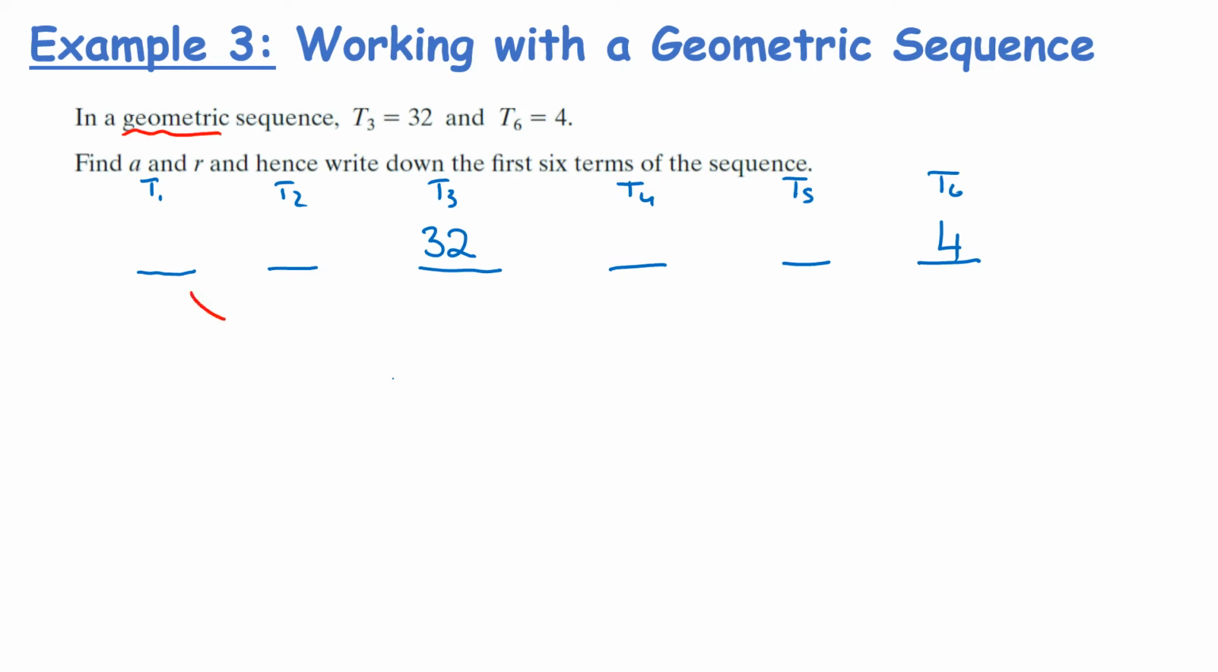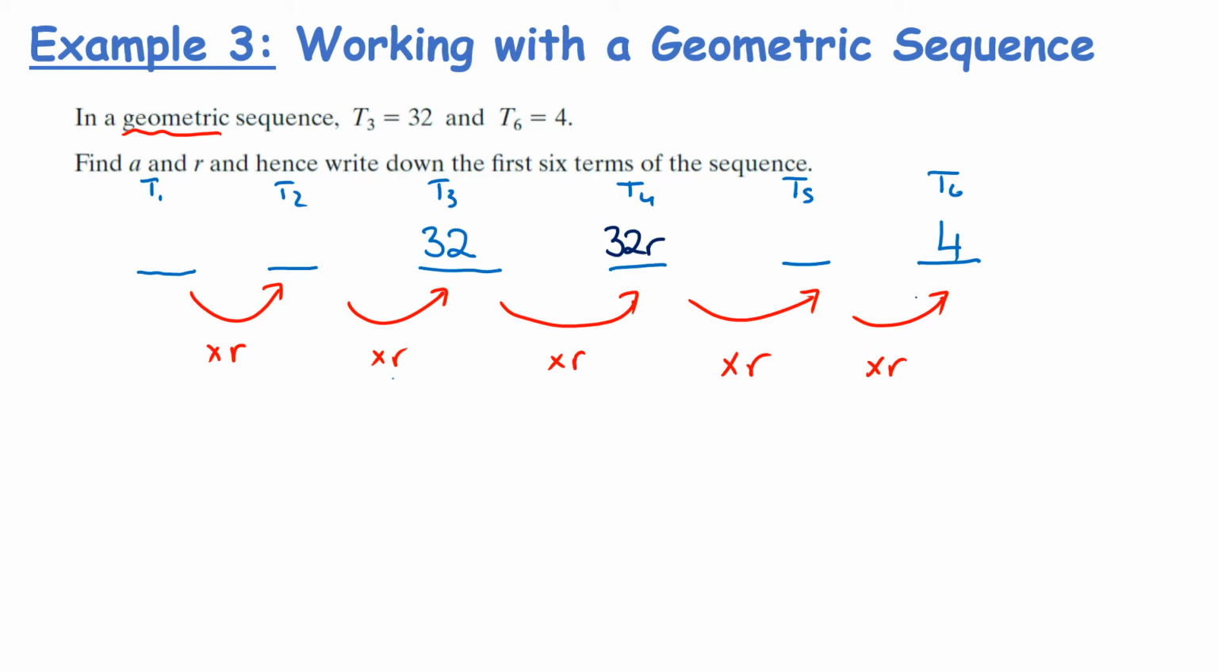So basically I'm multiplying by some number, the common ratio, which is r. Now when I get to here, I can do a little bit more because I'm multiplying 32 by r. So that's going to give me 32r, and then I multiply by this again and I get 32r squared. And if I do it another time, T6 should actually be 32r to the power of 3. So I can say, if I take 32 and multiply by r to the power of 3, that equals 4.